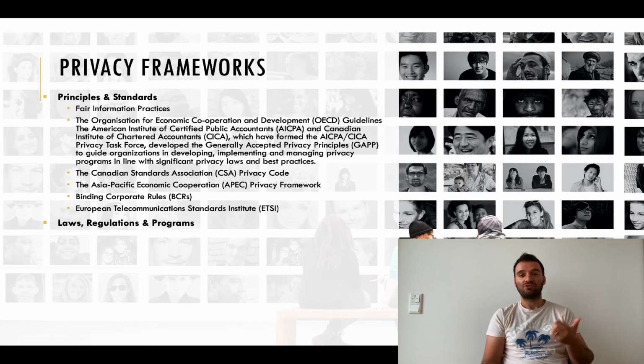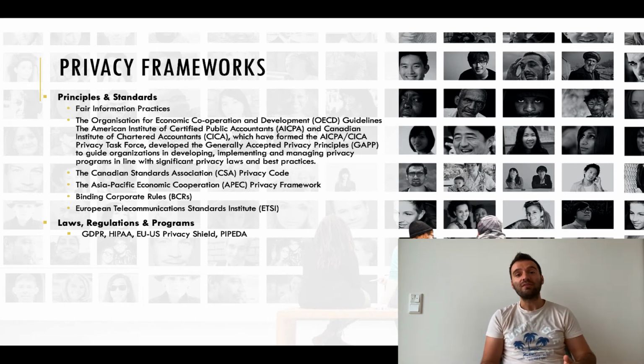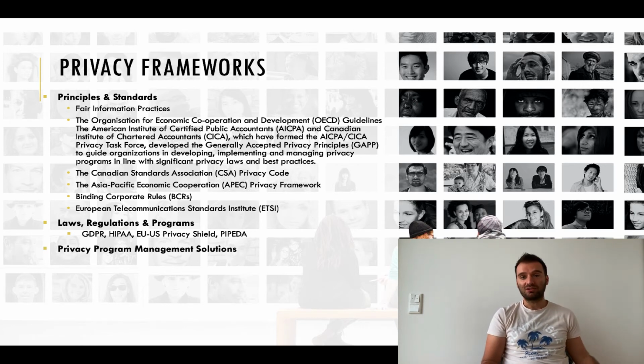Here we have GDPR, HIPAA, and the EU-US Privacy Shield, which was officially adopted in 2016 and, as we speak, is invalidated, but was meant to replace the old Safe Harbor. And then we have the Canadian PIPEDA. Then number 3 is the privacy program management solutions.